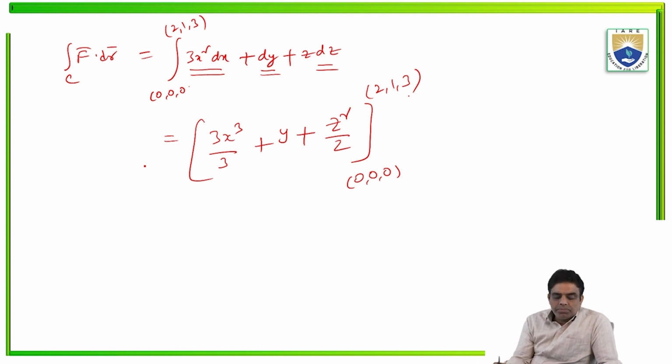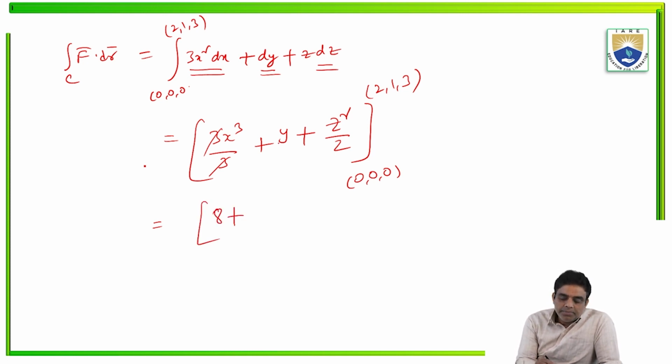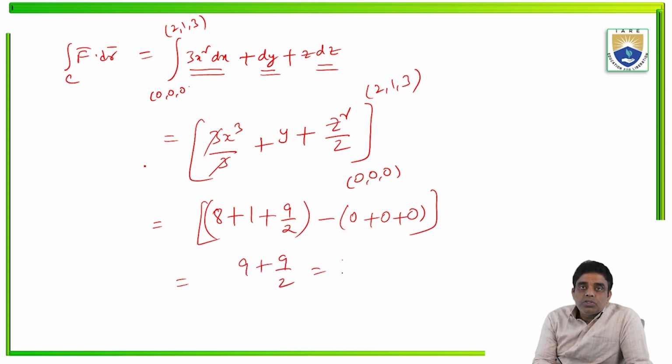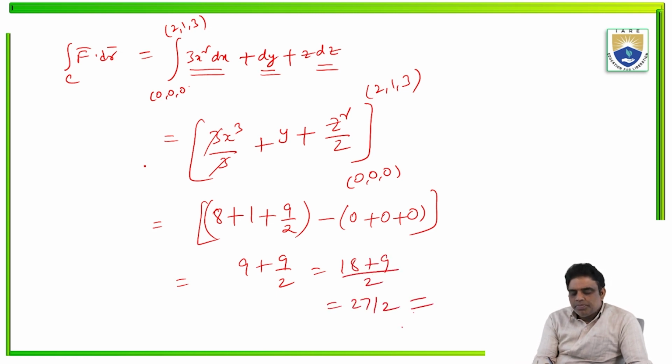So 3 3 cancel. On substituting the upper limit, x for 2, 2 cube, 8, y for 1, plus z for 3, 3 square, 9 by 2. This is the first set, upper limit. What is lower limit? So x for 0, y for 0, z for 0. The lower limit is 0. So 9 plus 9 by 2. So 18 plus 9 by 2, that is equal to 27 by 2, which is the required work done by force, f bar dot dr bar, 27 by 2. Am I right?